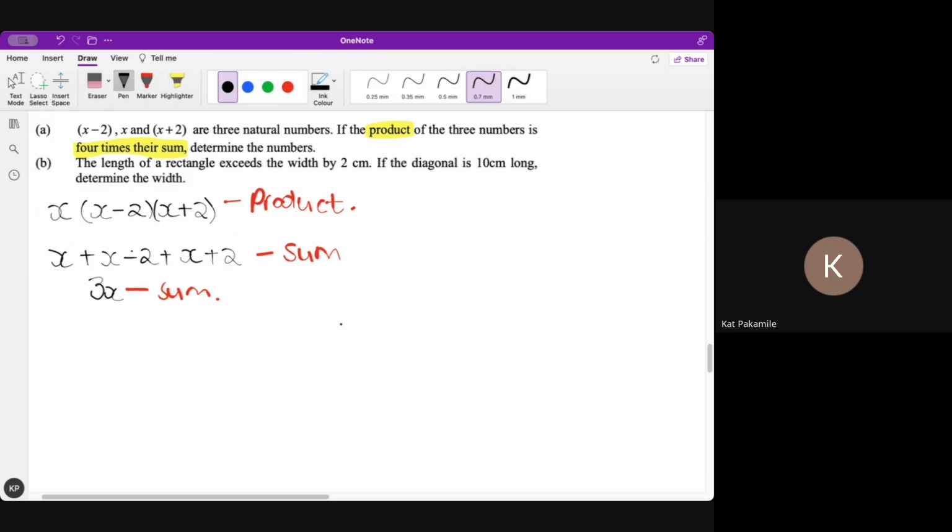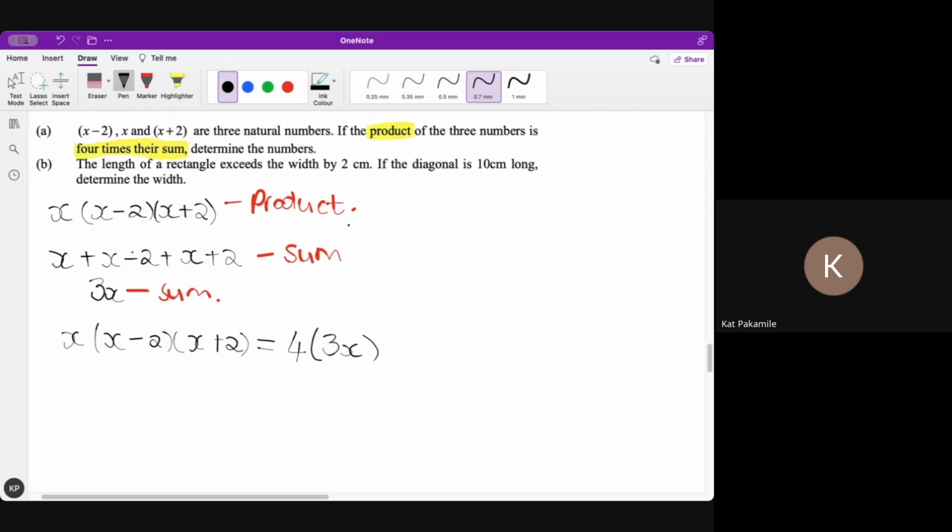Okay. So they're telling us that this product, x times x minus 2 times x plus 2, is equal to 4 times the sum, which is 3x. Everybody understand what just happened there? Can I get a thumbs up, thumbs down? We found the product. We found the sum. And then we made an equation. Okay. So the product is equal to 4 times the sum, which is 3x. Great.